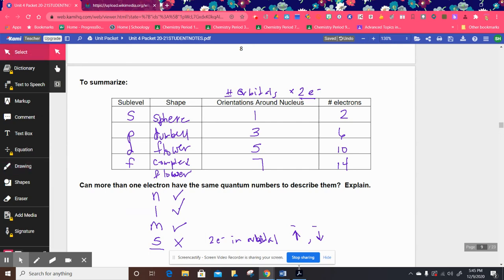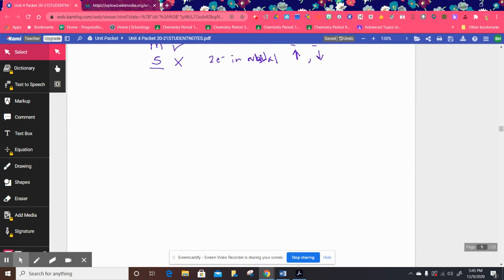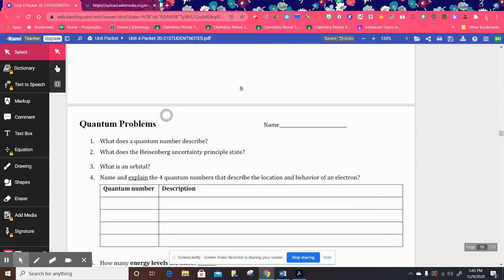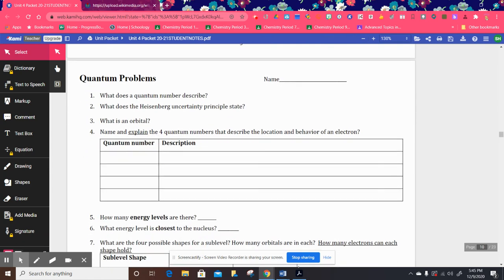So the practice for our little introduction here to quantum theory, to the quantum model of the atom, is on the next page. So you can complete this and either show me when you return or take a picture and upload it to this assignment in Google Classroom.